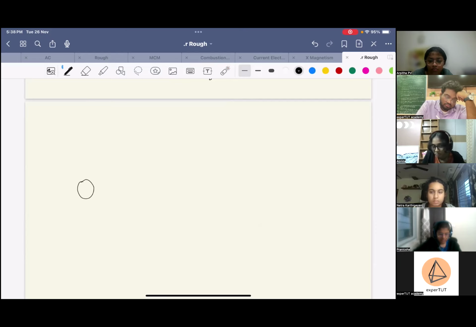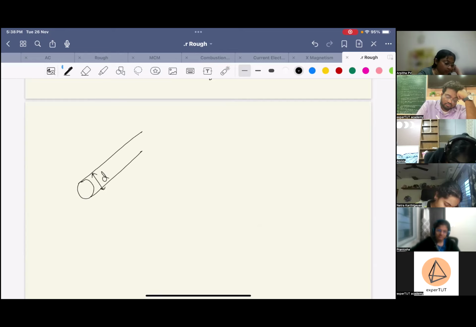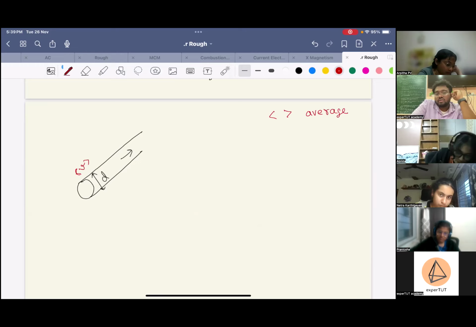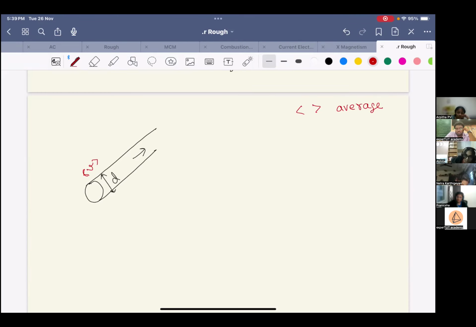Make this molecule, its diameter is d, okay? Its diameter is d, and let's say it was trying to go in this direction. And its speed, average speed, is v bar. This symbol is used to denote average, okay? So if v is the speed, then v bar is the average speed. So it is going with some average speed, v bar, okay?